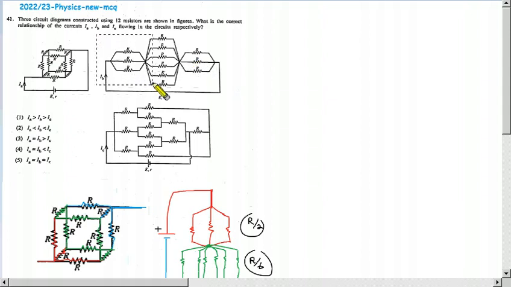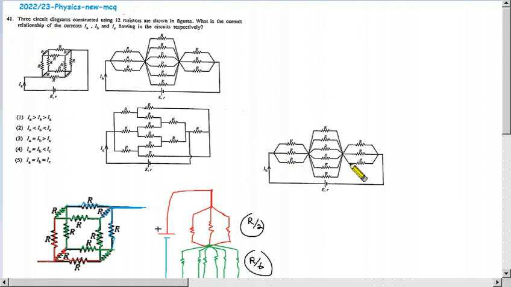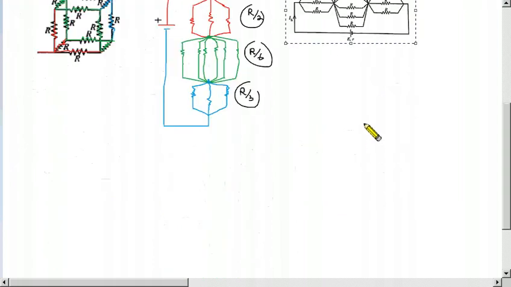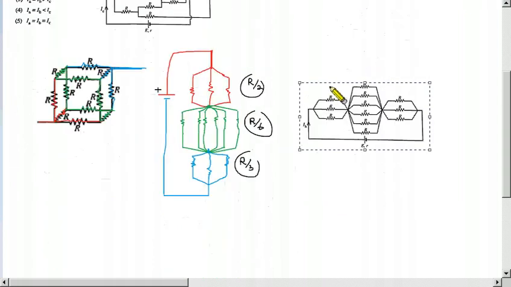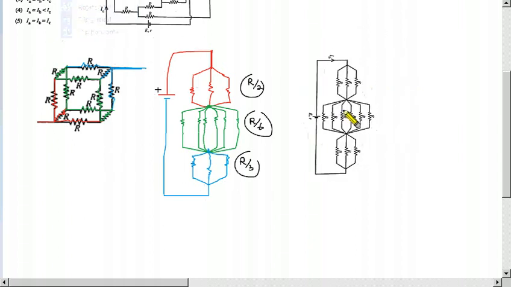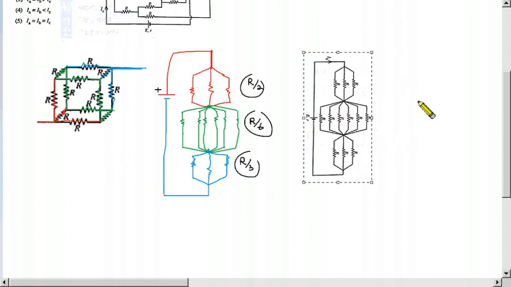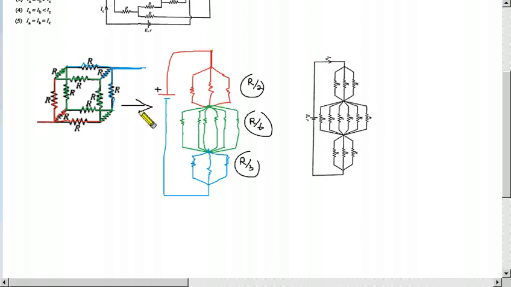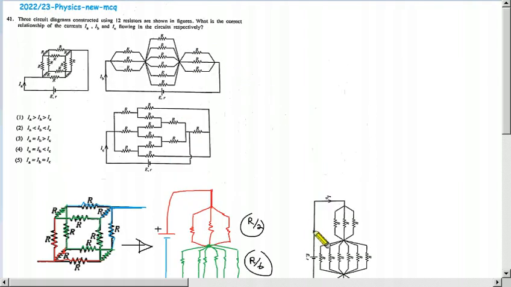The second one now. This circuit let us take, because they have not given these values. So now let us rotate this as the previous one, like this. So what is it? It is equal to the first one. What is this? It is the simplified form of this box resistor. So it is equal to the second diagram they have given.